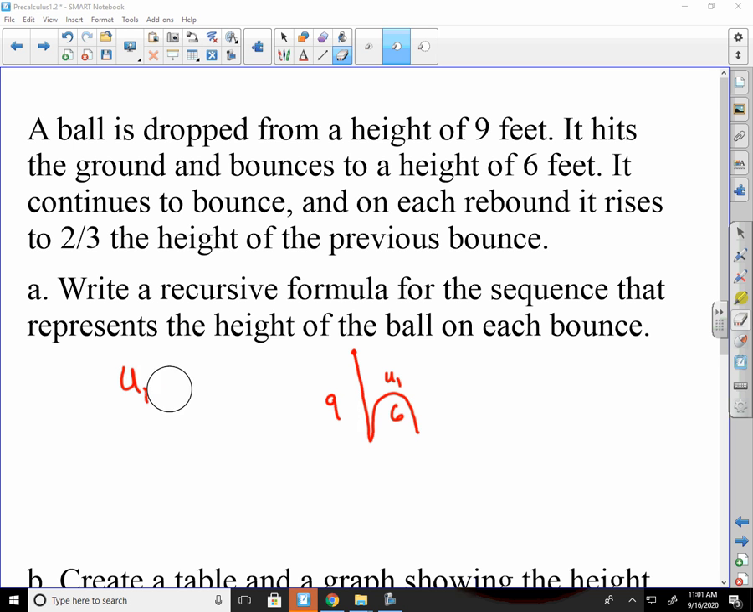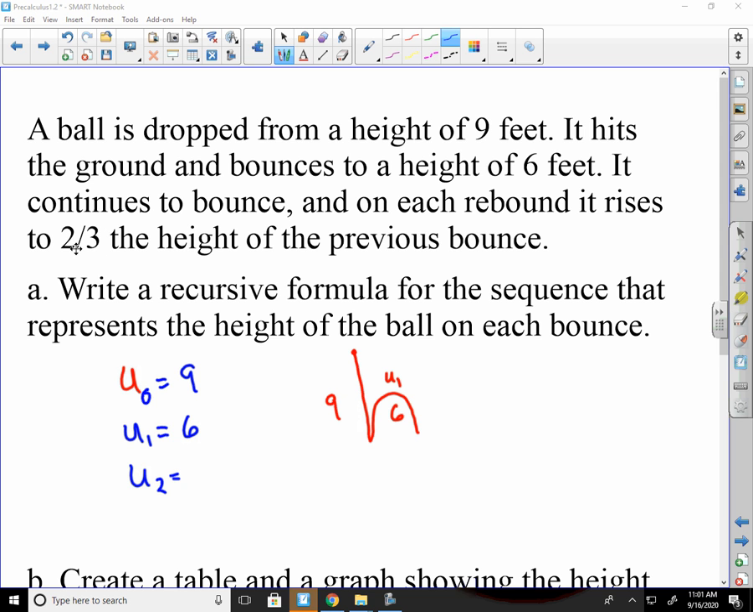So I'm going to go back and use an alternate sequence notation. My u sub 0 is my original. That's before the ball ever bounced. So 0 bounces in, it's at 9 feet. U sub 1 is at the first bounce. It's at 6 feet. What could we say for u sub 2?